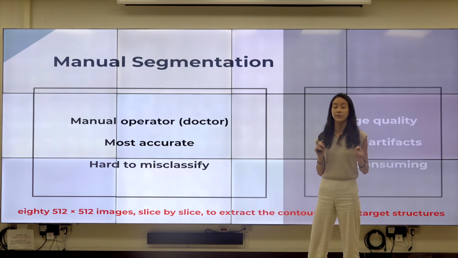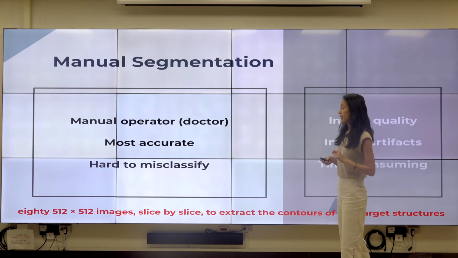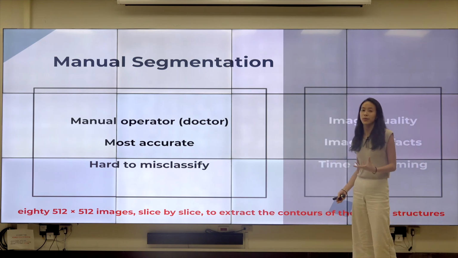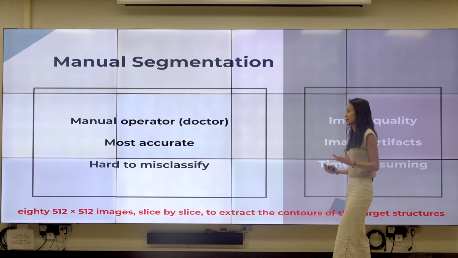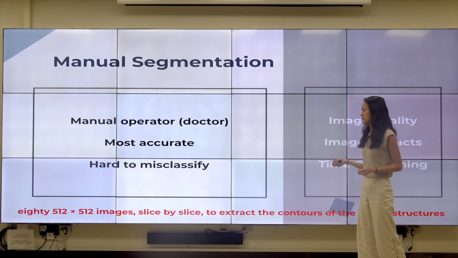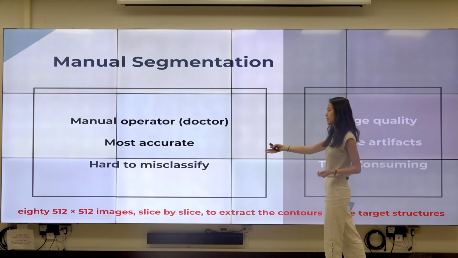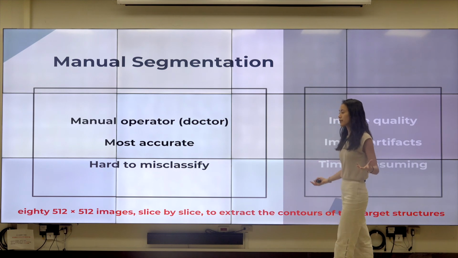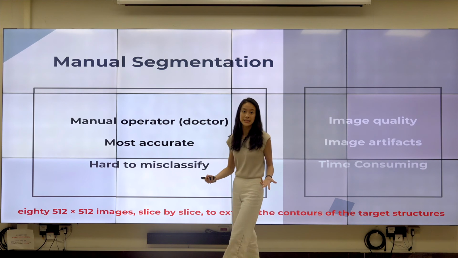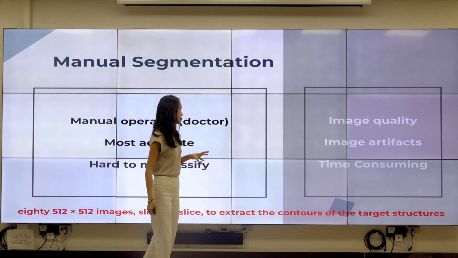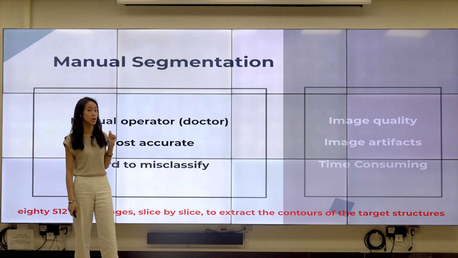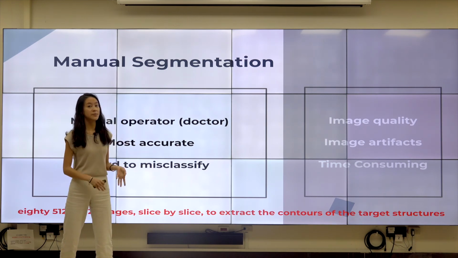So the way that we analyze the image is going to be different from the computer. And it is basically very, very hard to misclassify, which is why manual segmentation is considered the best method. But you can think of this as very, very time consuming. You have a doctor who would potentially be looking at 152 times 152 images, slice by slice, going through each and every one of them by himself, just so that he could extract the contours of the targeted structures that we're looking at. And this is going to be for each patient.